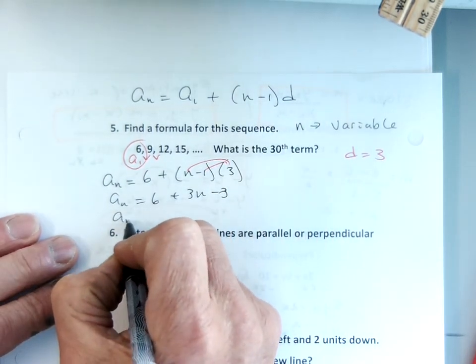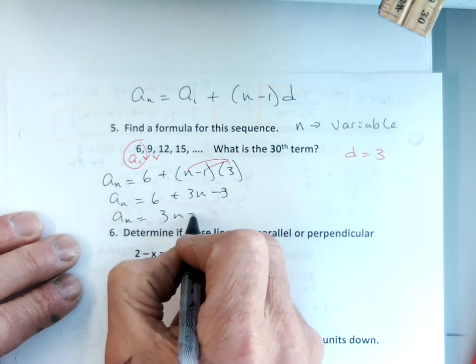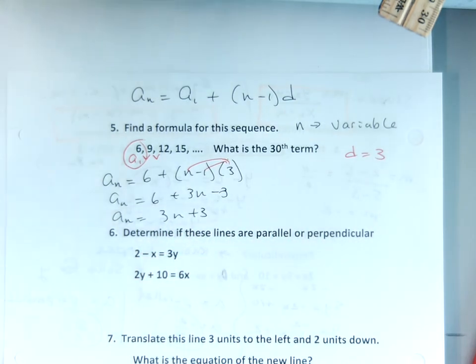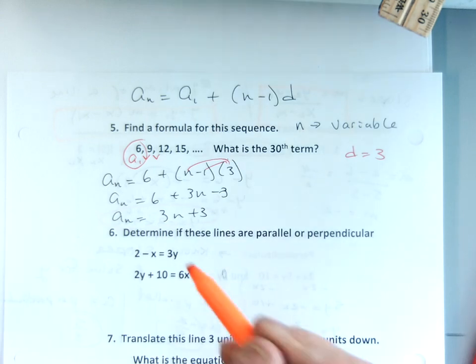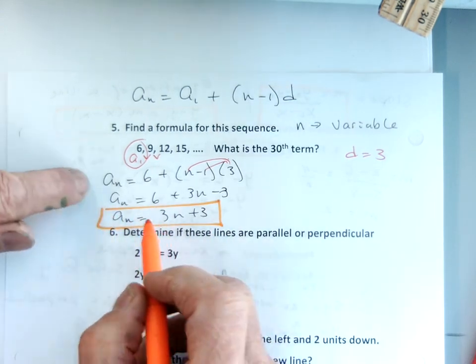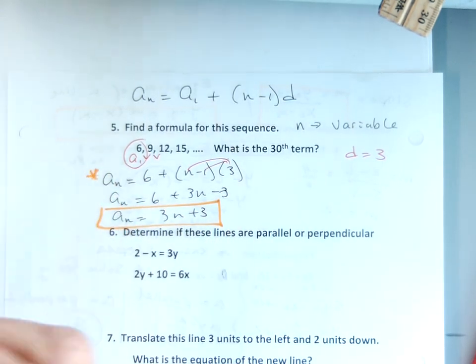And then finally, a better version is 3n plus 3. Okay, I just simplified. Okay, there's a better version for my formula. It's nicer. Yes, I would take this, but this is better. So we make a formula to help us.